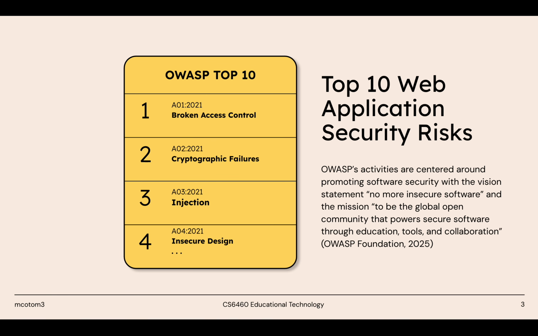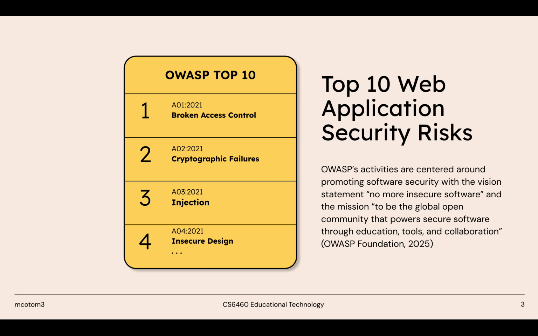In order to raise awareness of secure coding practices, the Open Web Application Security Project, or OWASP, consisting of leading industry and academic leaders, has published their top 10 web application security risks, covering topics such as broken access control, crypto failures, code injection, insecure design, and many more.